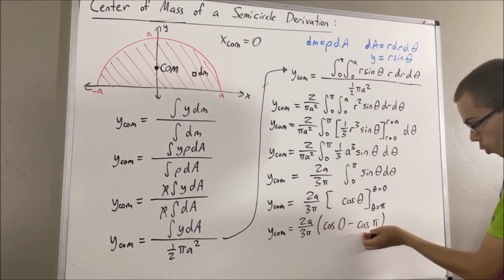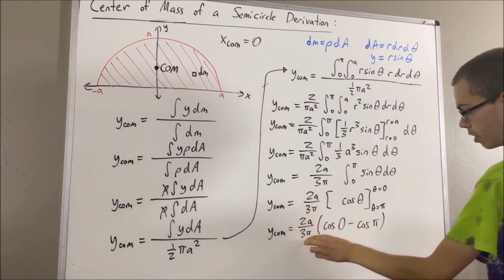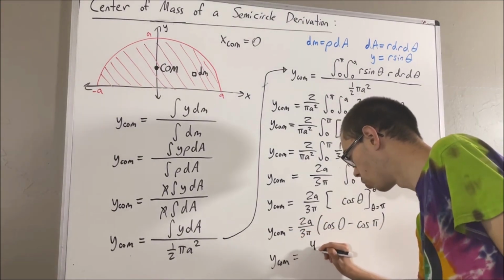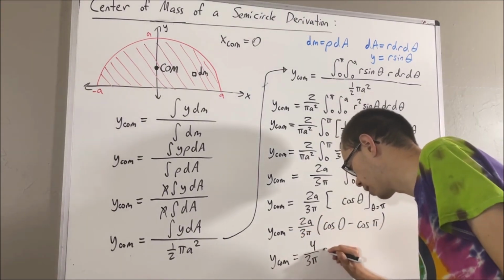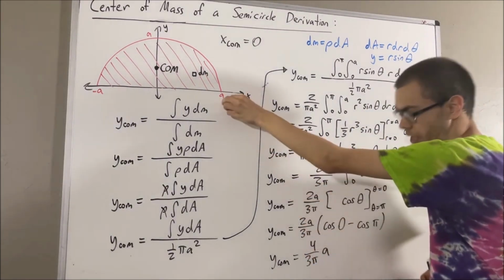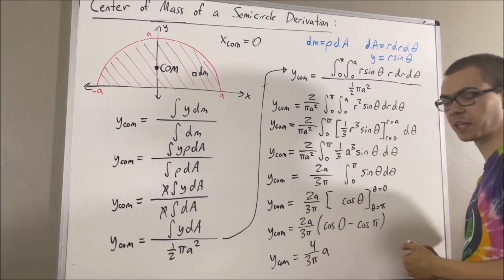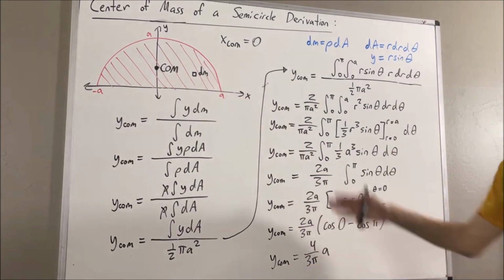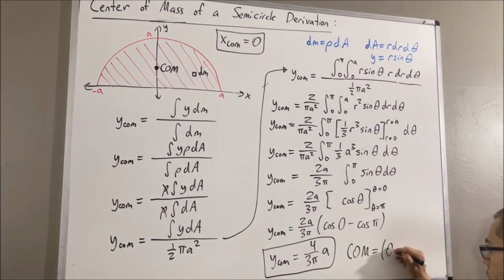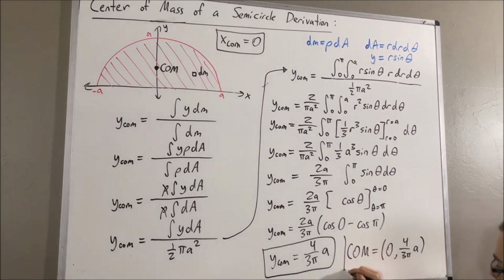So we have 2 times 2a over 3 pi. That just becomes 4a over 3 pi, or I'll write 4 over 3 pi times a. So it's just a constant times the radius. That's it. That is the y center of mass of the semicircle. So this right here is our final answer.